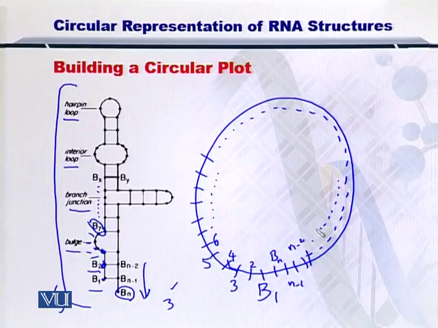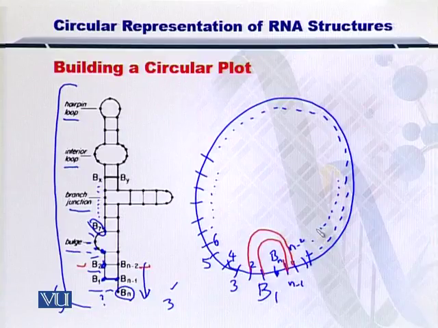nucleotide base. In this case, B1 is coupled with Bn-1. So an arc needs to be drawn from B1 till Bn-1, like that. As you can see, Bn does not have an arc because it is not coupled to anybody. And then you can continue on and draw an arc between B2 and Bn-2, like that. And B3 and Bn-3, like that, and so on and so forth.